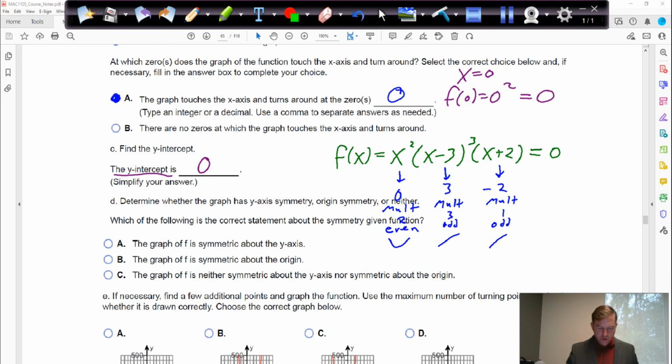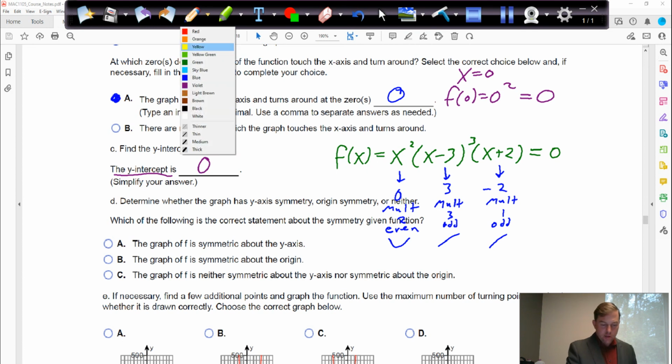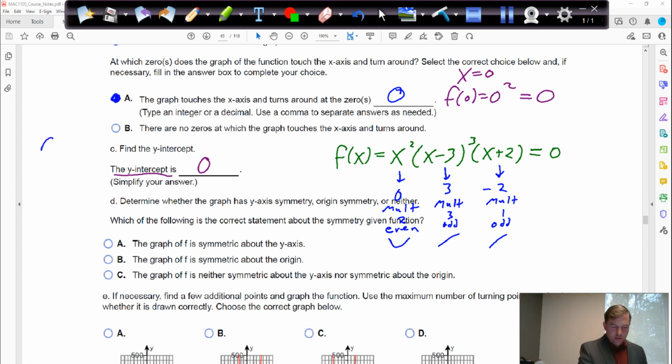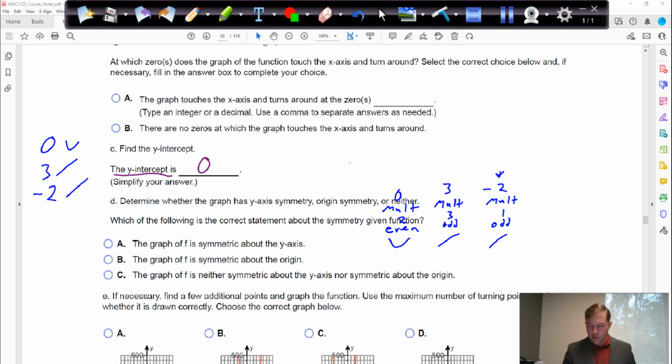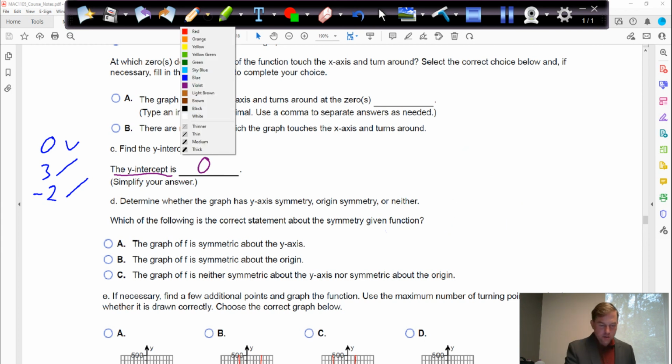Okay, so let's try to draw it before we look at the pictures. So we know, let me write these zeros over here. 0, it's going to bounce. 3, it's going to cross. -2, it's going to cross. Okay, now I can get rid of all this. So we know the end behavior is up and to the right, up and to the left. We have a picture that looks something like this.